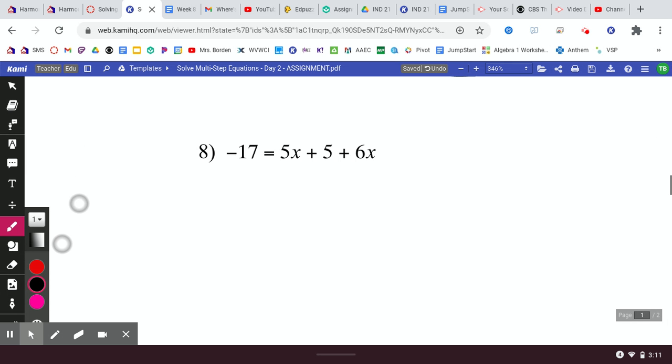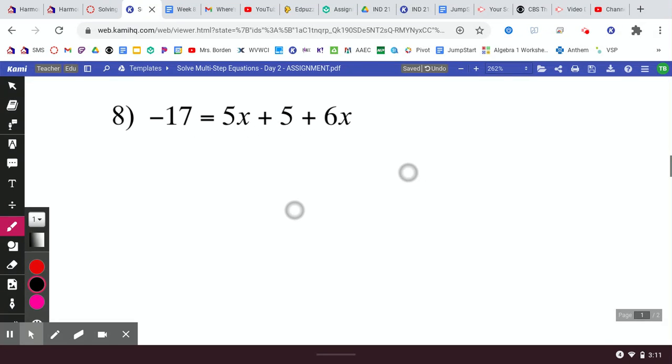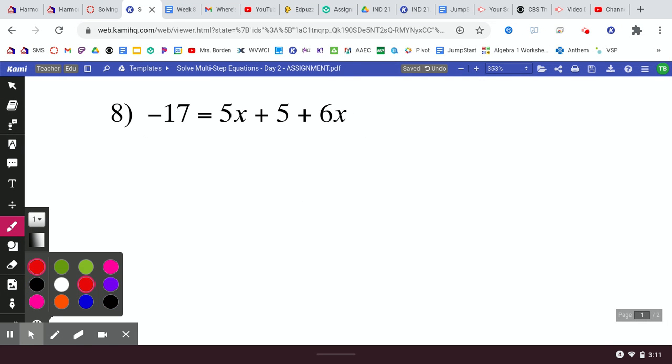All right, number 8, still no parentheses, so still no distribution, but we do need to look for like terms. So we're going to combine like terms. Well, we have a 5x and a 6x. Both of them are on the right side of the equation, which means I can just rewrite it and write those together. 5x plus 6x is 11x, and I didn't do anything with that +5, and I didn't do anything with the -17. Now I don't have anything to combine, so now I'm going to start moving stuff around.